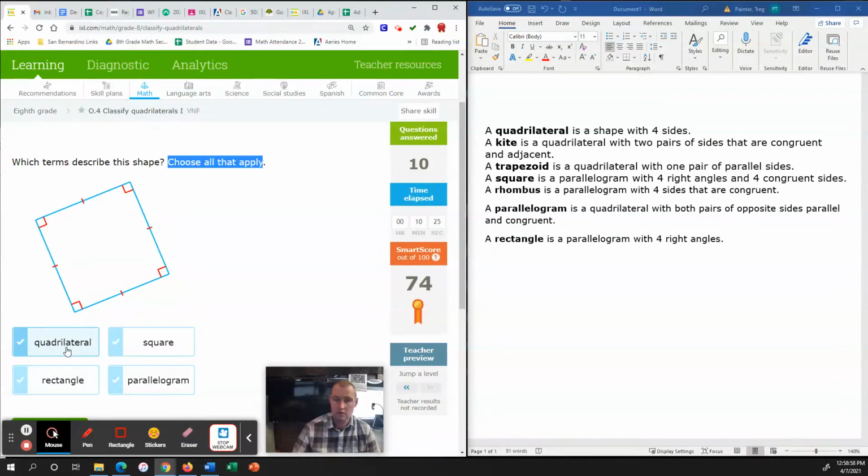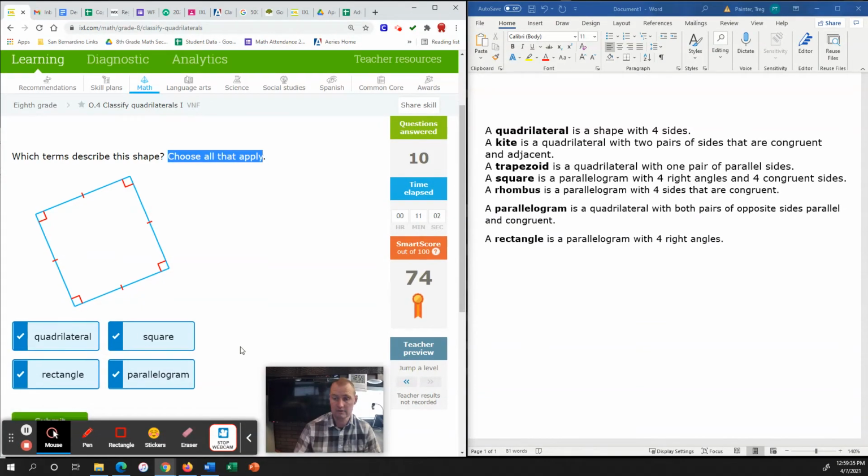So quadrilateral, is this a shape with four sides? Yes, a square does have four sides. Is it a square? A square is a parallelogram with four right angles and four congruent sides. Yep, four right angles, four sides, looking good. A rectangle. A rectangle is a parallelogram with four right angles. 1, 2, 3, 4. Yeah, they got four right angles, so this is also a rectangle. And last but not least, is it a parallelogram? A parallelogram is a quadrilateral with both pairs of opposite sides parallel and congruent. So a square fills the needs of all four of these.